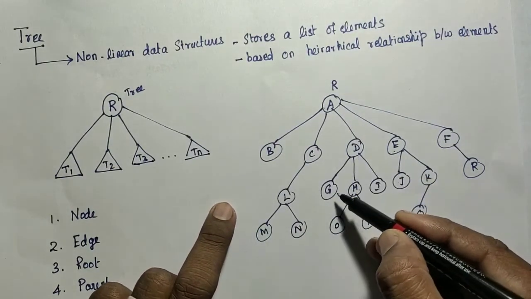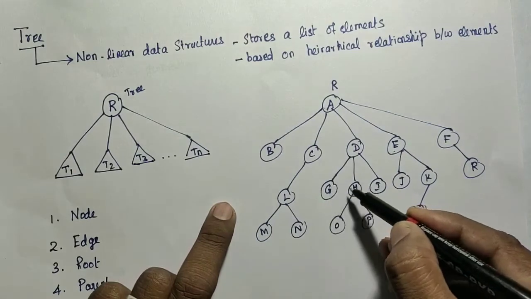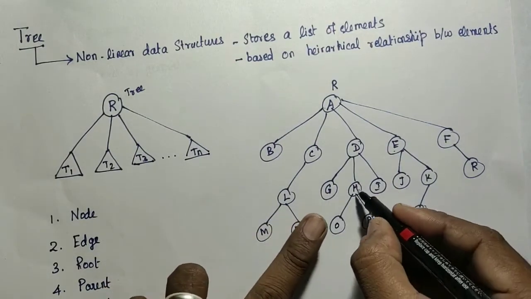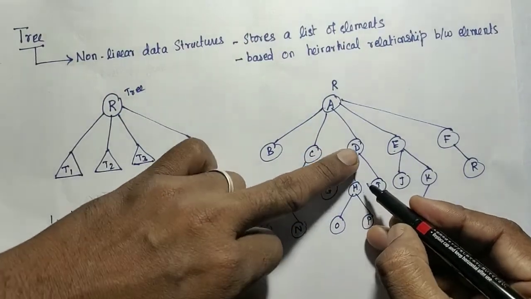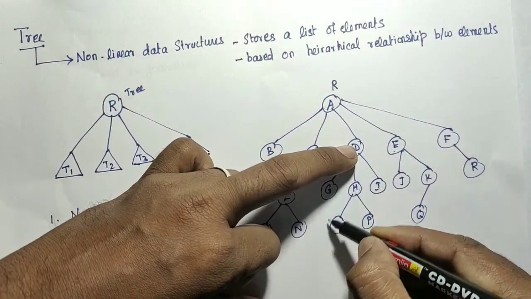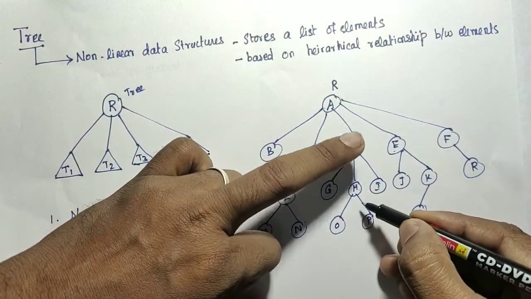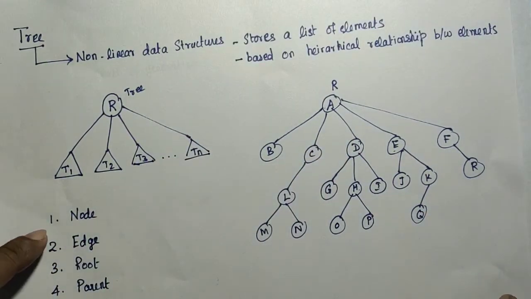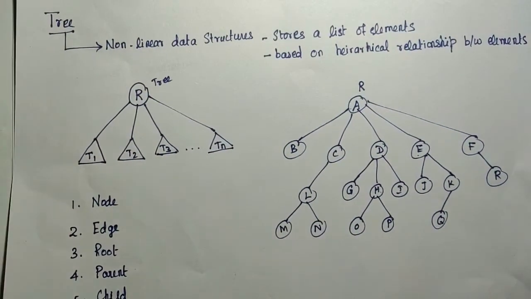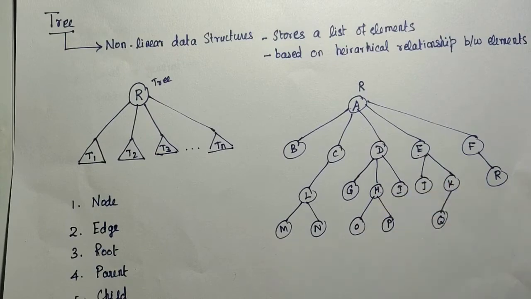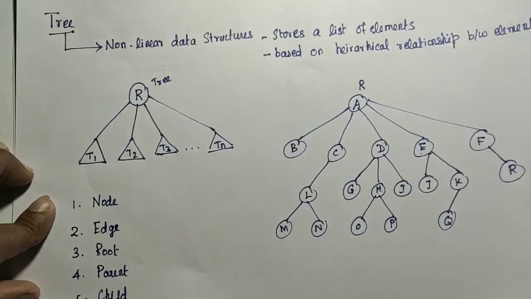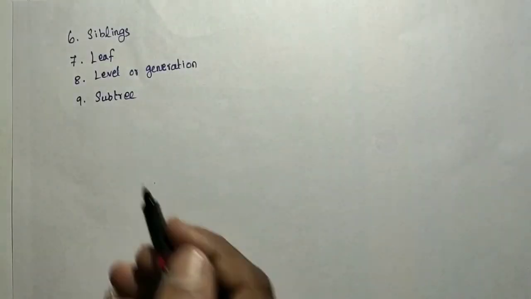And D has three subtrees. This itself is a subtree. If you consider H alone, H is a child of D. If you consider the entire family of H, then it will be considered a subtree. Each branch can be considered a subtree, in which the subtree itself has a root.